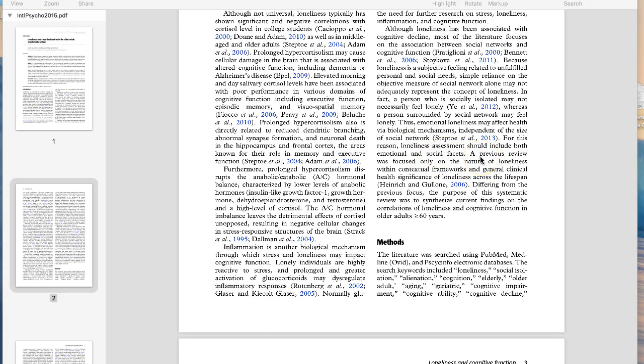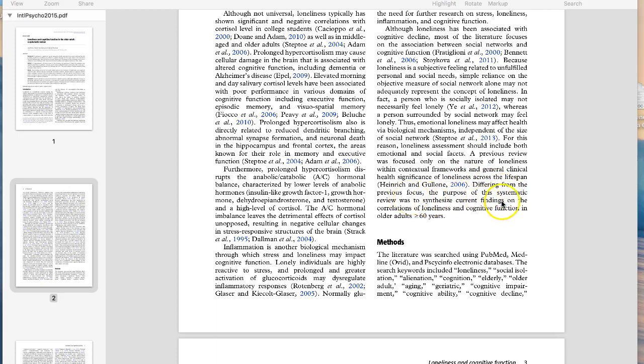Here, I had told y'all that if there had been a previous systematic review recently, you can't really do it again. So I did find one here that was similar, but not the same. So I pointed out that a previous review was focused only on the nature of loneliness within contextual frameworks and general clinical health significance of loneliness across the lifespan. And that was done in 2006. And so then I made the point that mine is different from that previous focus.